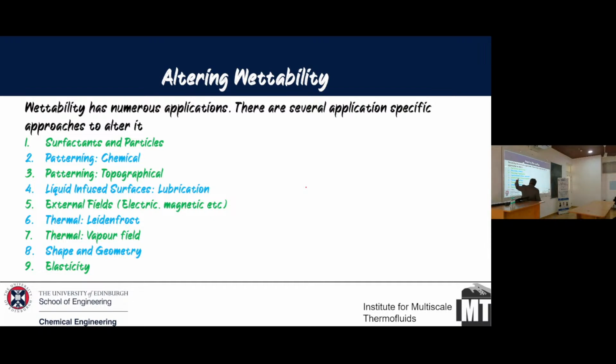So adding thermal. This is the surface feature where you have a Leidenfrost effect. You can have a vapor layer, and your droplet is sitting on that. The other one is vapor interaction.